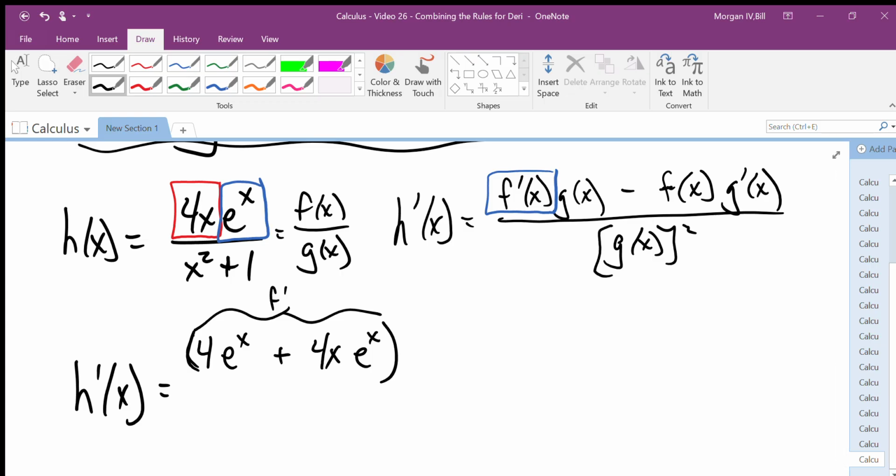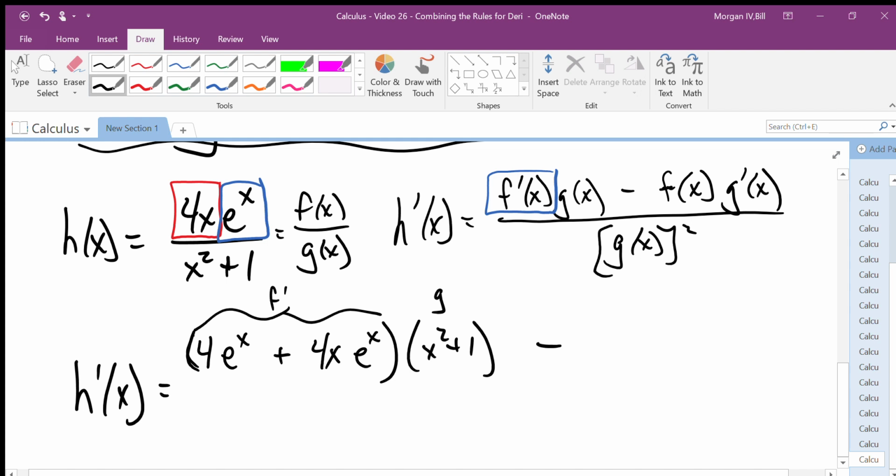You know what the most missed part of this problem is? People do the f prime. They see the product rule, they work through all that, and then they forget they need to multiply f prime by g of x, the denominator of the original problem. So times g, which is x squared plus 1. That's the g function.